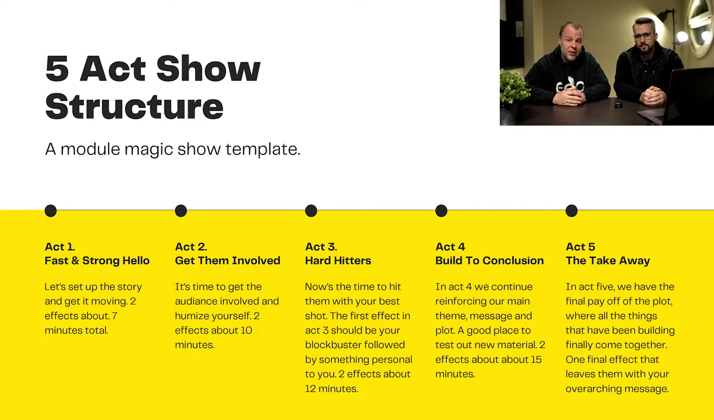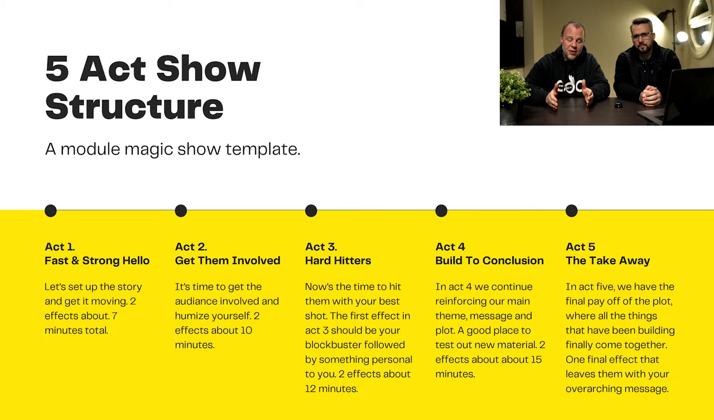And I have act three structured where your blockbuster is in act three. That's the trick you think is the hardest hitting. Your grand slam home run effect. So you're right about the middle of the show and you hit them with something extremely powerful, something very, very fooling. And then end that with something that's very personal to you, right? Maybe a favorite performance piece of yours, telling a story about your children or something of that nature.